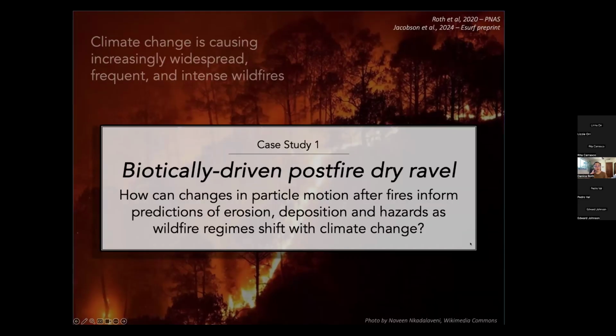So let's jump in. In our first case study, we're going to do a deep dive into the effects of roughness and particle size on dry ravel after wildfire, which I know not all of us are in the arid west of the US, but here and in many other places in the world, climate change is shifting our wildfire regimes very significantly to more frequent, more intense fires. And so trying to understand the landscape response, including short-term responses here, is becoming increasingly important.